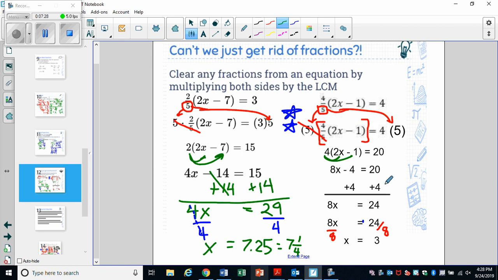Add 4 to both sides. Additive inverse. Therefore, these guys go away. So we're left with 8x is equal to 24. And then our last step, multiplicative inverse. Divide both sides by 8. And we're left with x equals 3.